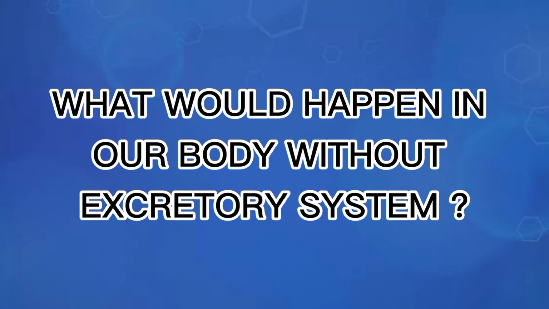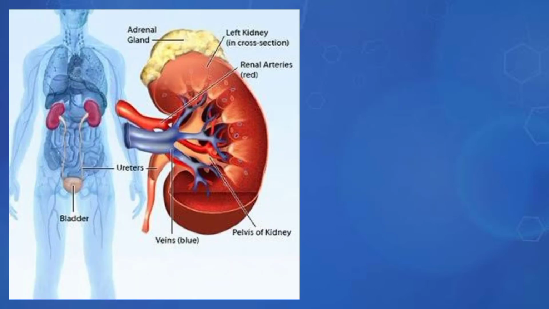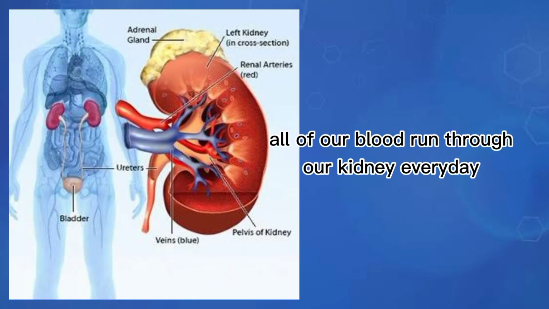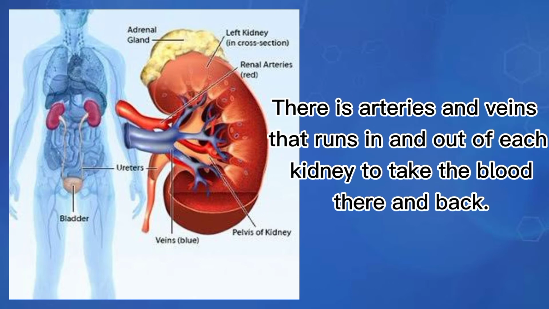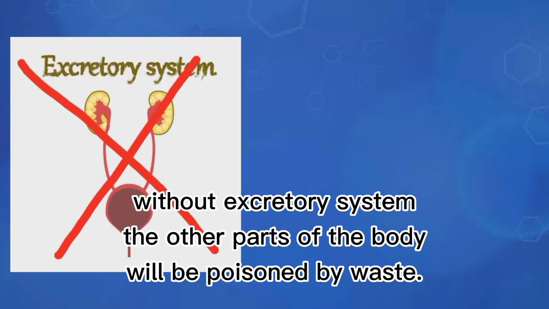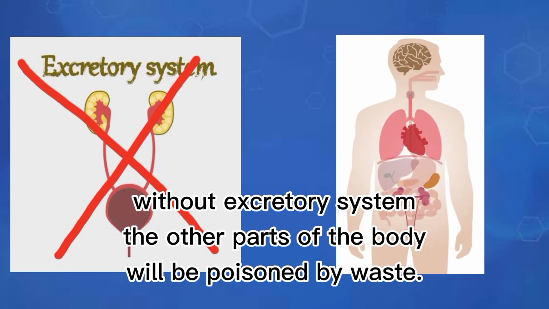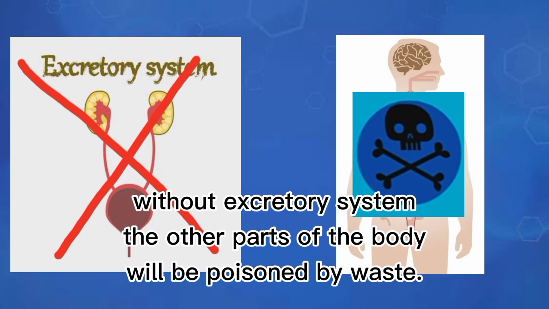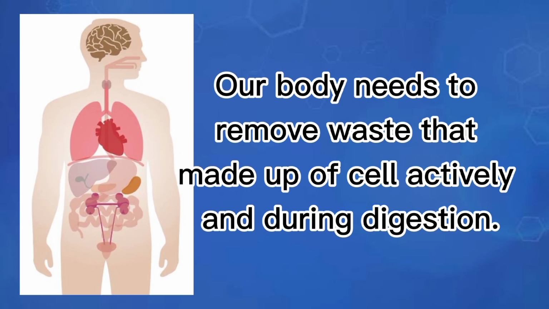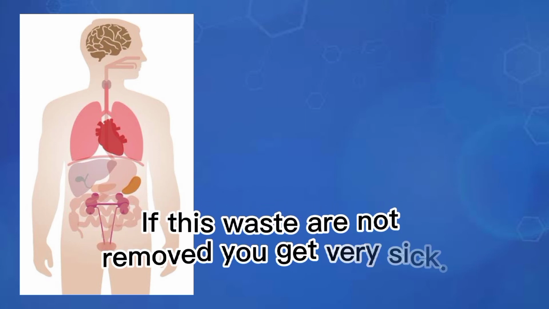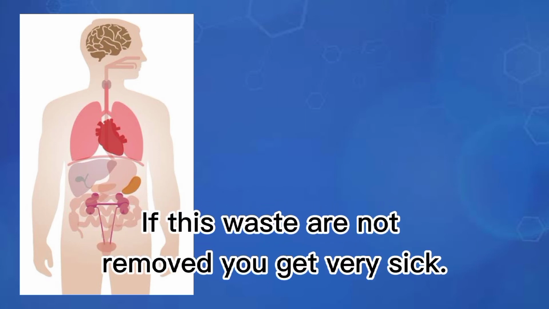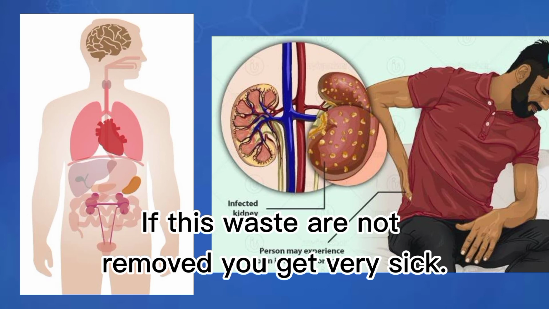What would happen in our body without the excretory system? All of our blood runs through our kidneys every day. There are arteries and veins that run in and out of each kidney to take the blood there and back. Without excretory system, the other parts of the body would eventually be poisoned by waste. Our body also needs to remove the waste that builds up from cell activity and from digestion. If these wastes are not removed, our cells stop working and you can get very sick.